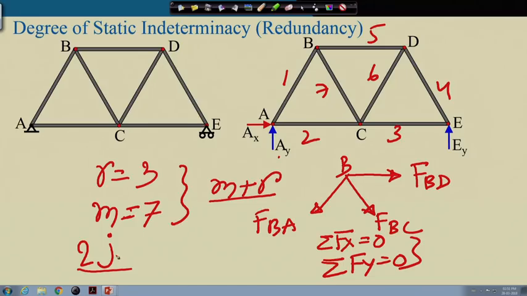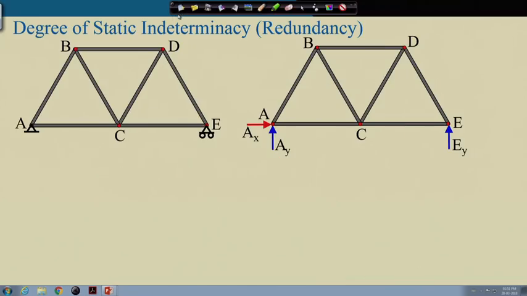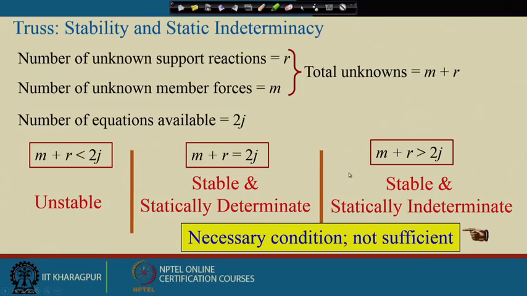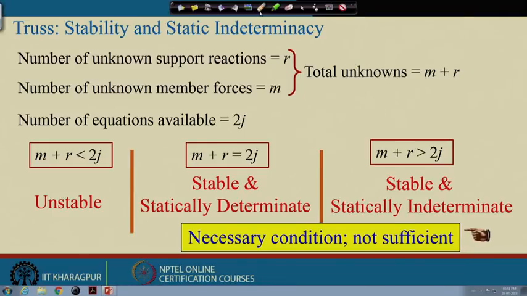So, we say that the structure is determinate if 2j is equal to M plus R, and the structure is indeterminate if M plus R is greater than 2j, right. Now, therefore, for a truss we have the following. R is the number of total reactions, M is the number of members, and 2j is the number of total equations available.